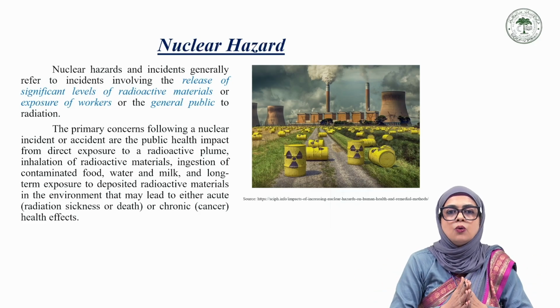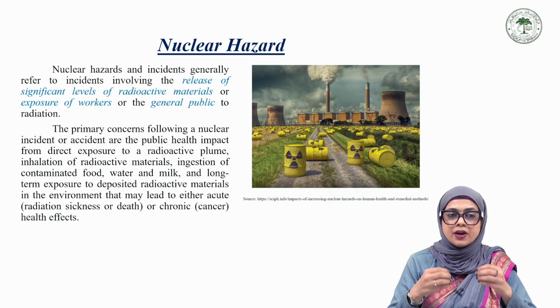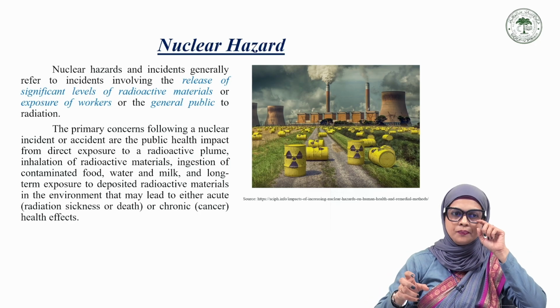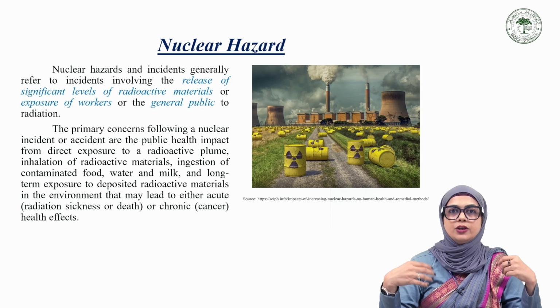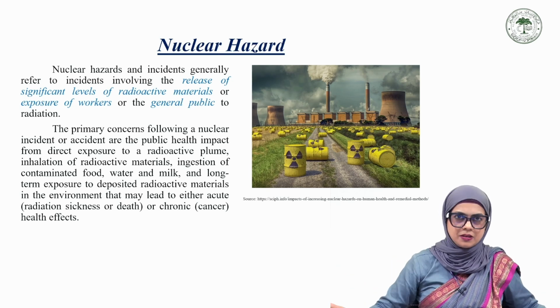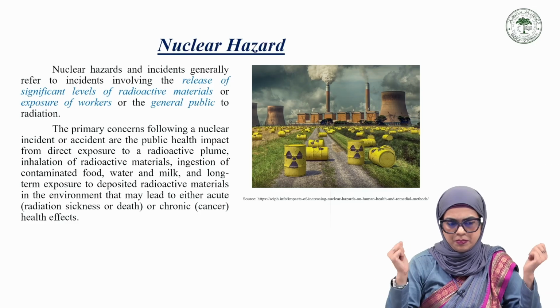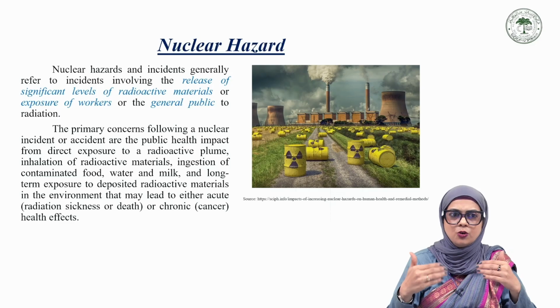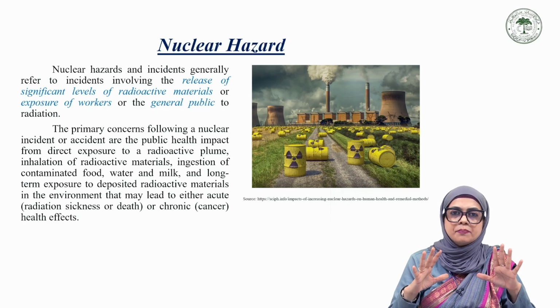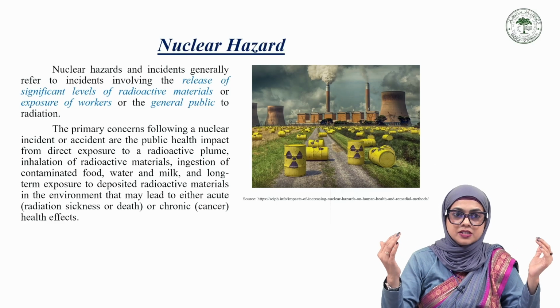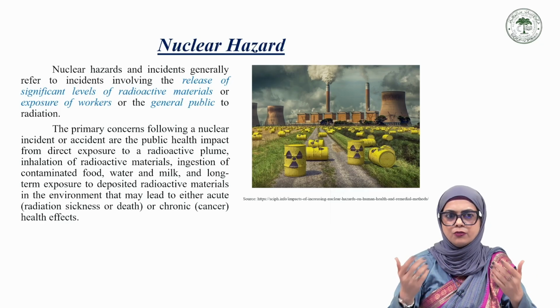So definitely we also have to understand where we are creating these nuclear reactors, and what these incidents that are taking place are doing. What is exactly happening? We find that if there is any fallout or any incident in a nuclear reactor, there's a tremendous release of a significant level of radioactive materials, and the workers can be exposed, or in general, the entire public also. So our primary concern following a nuclear incident or accident is that public health is not impacted by direct exposure to a radioactive fallout.